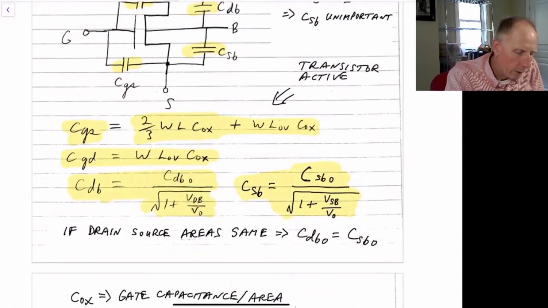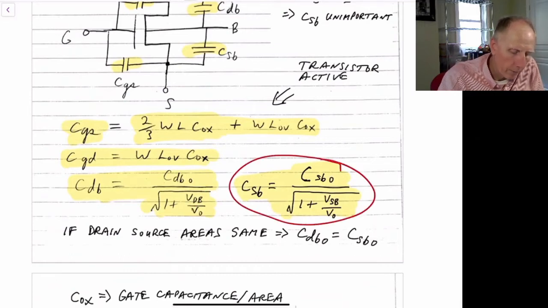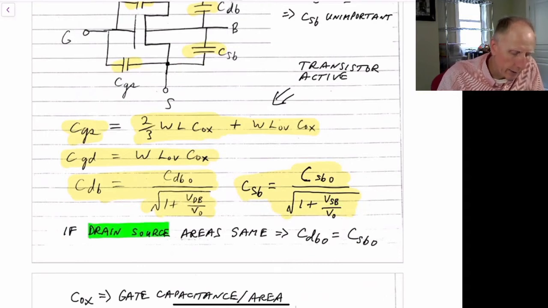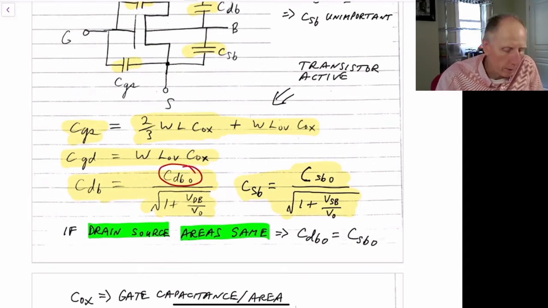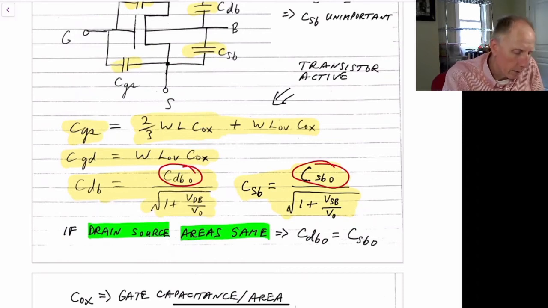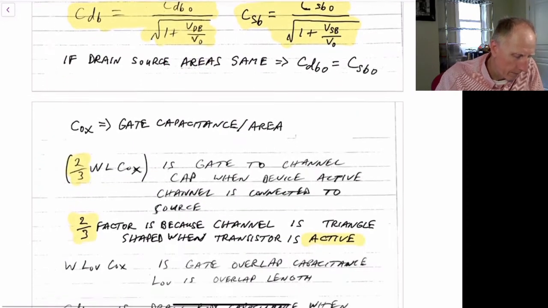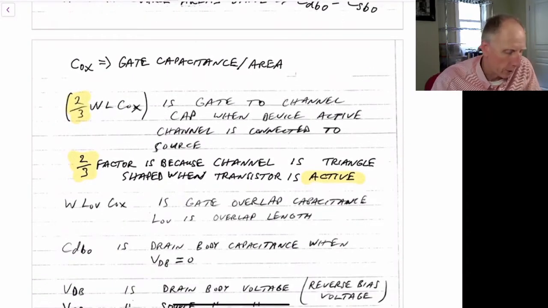Then we have the similar equation for the source to bulk, except we're using the C source to bulk with 0 and this voltage for the source to bulk as well. If we have that the drain and source areas happen to be the same, then of course the nominal drain to bulk capacitance is equal to the nominal source to bulk capacitance, but of course the source to bulk voltage may be different than the drain to bulk voltage, so you would have to still account for that with the bottom part of these two equations. And this goes through what I just mentioned.